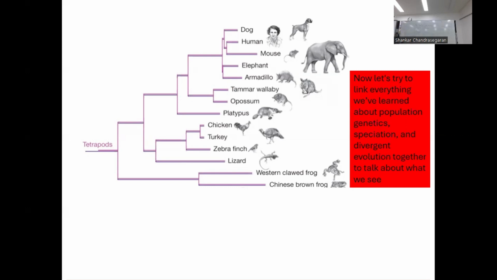So let's start off, for example, with tetrapods. A species of primitive tetrapods exists. They have a huge population. There exists natural variation within that population, and through the mechanisms of evolution, they start to have populations which are being selected for due to different selection pressures.